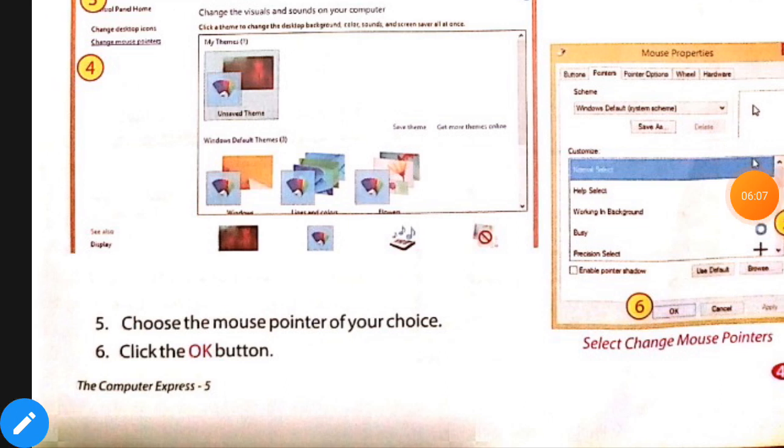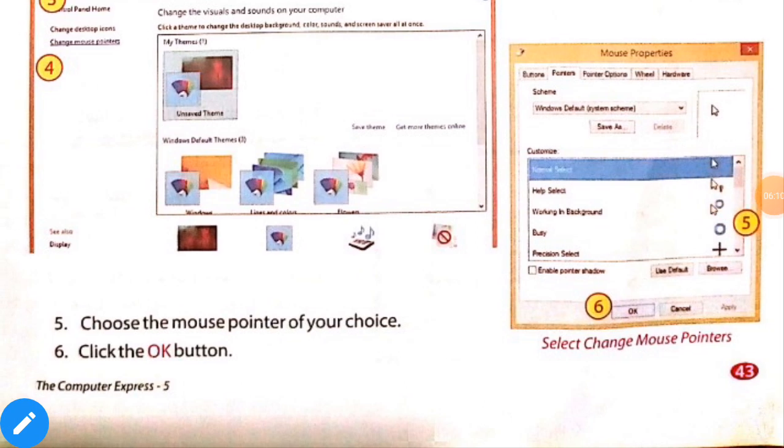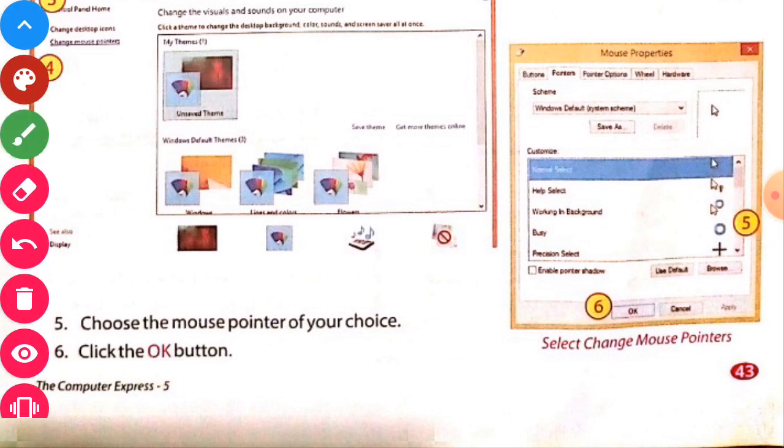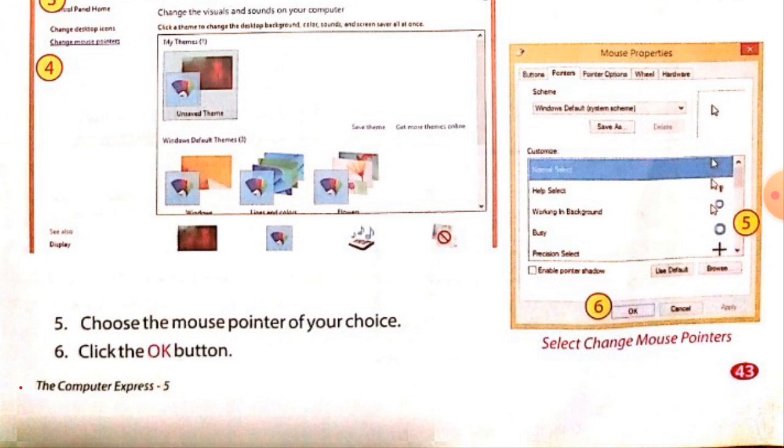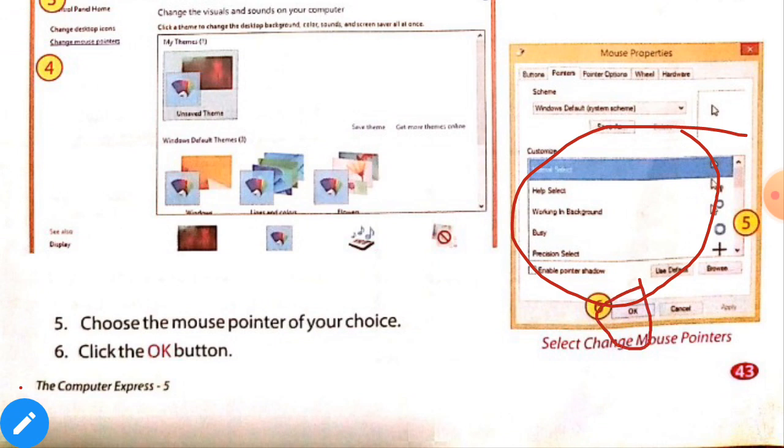Next, fifth step is choose the mouse pointer of your choice. Okay children, you can choose the mouse pointer of your choice from here. Okay, then sixth and last step is click the OK button. Here, this is the OK button. Then you can click here. After clicking OK, you can take the mouse pointer of your choice.